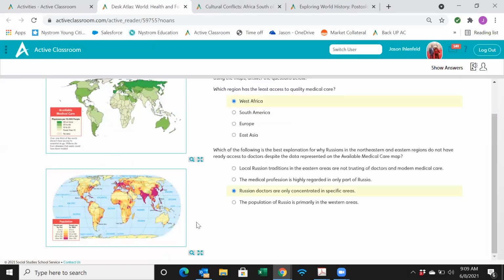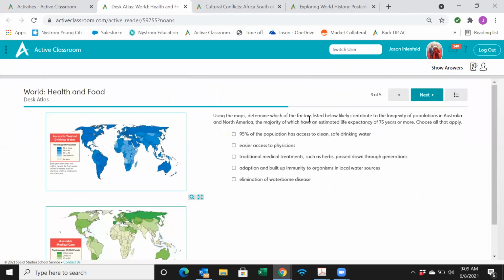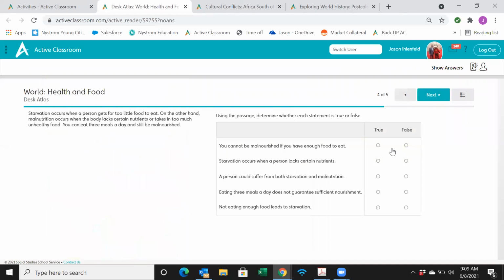There are some basic multiple choice questions here. There's some multiple select, which is something that is new to the STAAR and EOC. So the kids have practice with those. They can enlarge the maps, look at those, and there's more information. So they're doing some comparisons and some higher order thinking takes place.